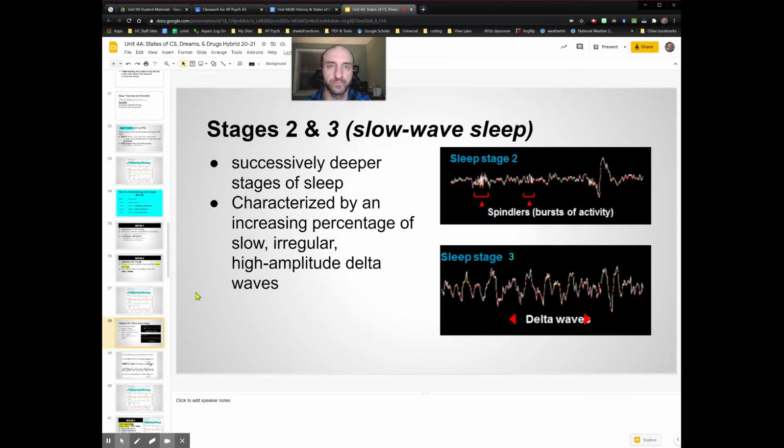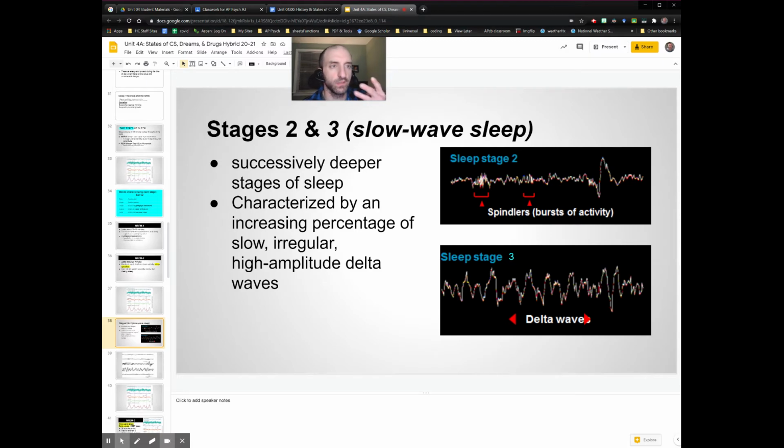This again, stage 2 and 3. So now you continue to go into deeper and deeper sleep. Stage 2, these sleep spindles. So you get these guys here. Sleep spindles are a burst of activity, and then you start to move towards stage 3: slow wave, irregular, high amplitude delta waves. That's what this pattern is called, delta waves.